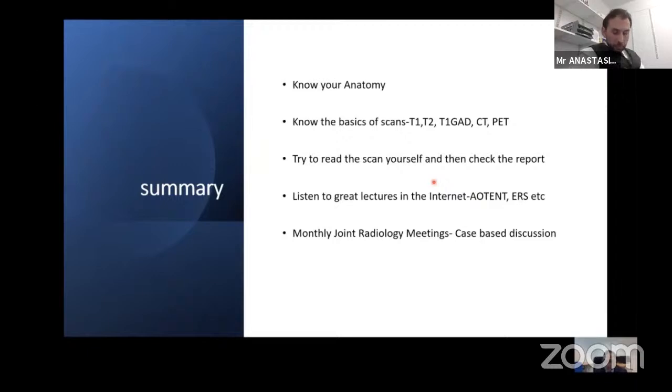And in our department we also have bi-weekly radiology meetings, and we have great cases which we discuss. And it's a wonderful learning session, and I really enjoy working with my radiology colleagues. And I gain a lot of knowledge from them.